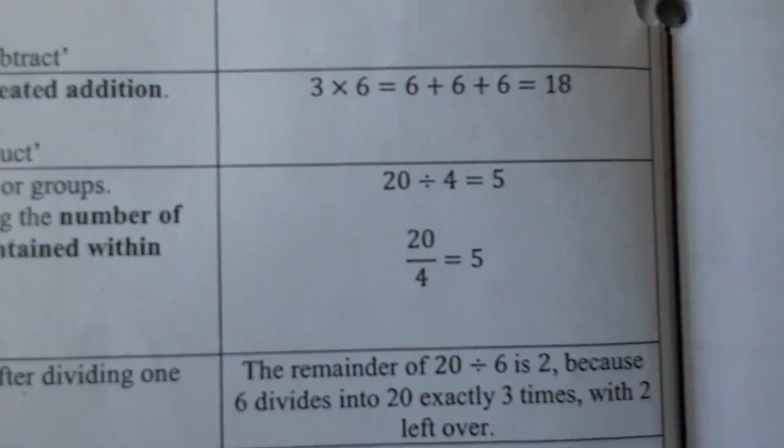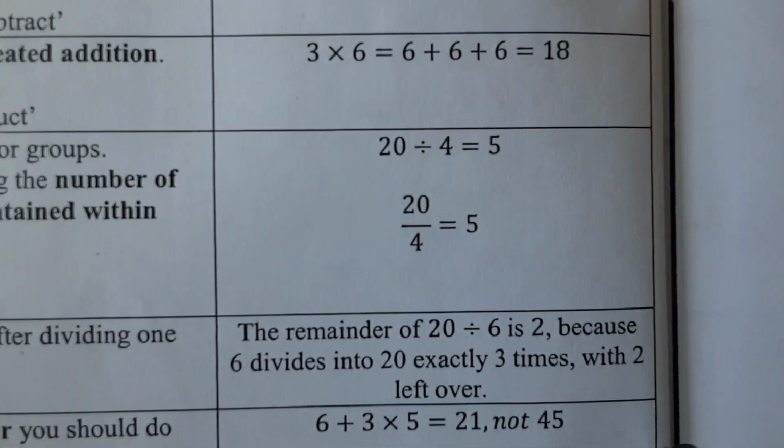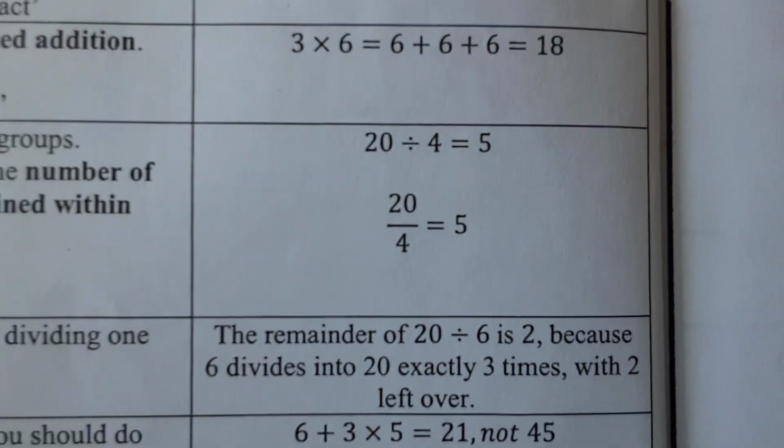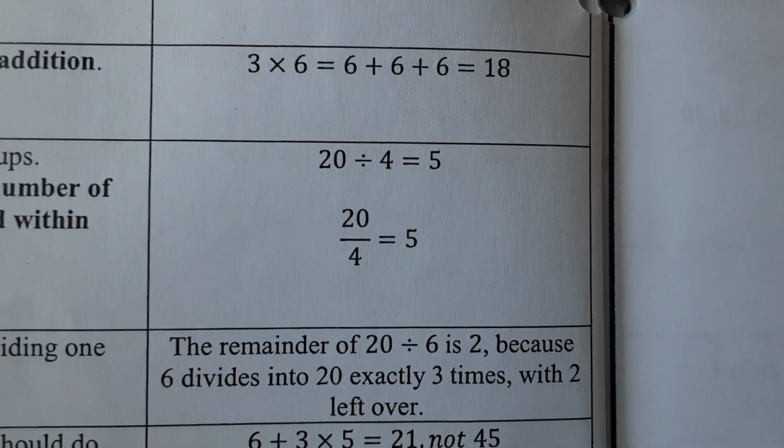Okay, so for example, if I had 20 divided by 4 equals 5, okay? So if you didn't know already, 20 divided by 4 is the same as 20 over 4. That line over there means a division symbol, okay? If you didn't know this, a fun fact: 20 over 4 also equals 5.